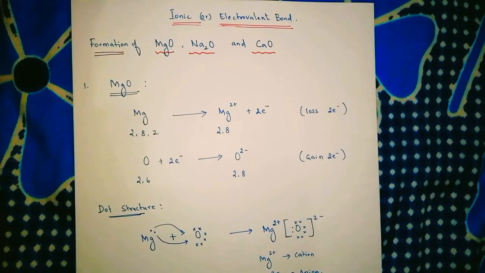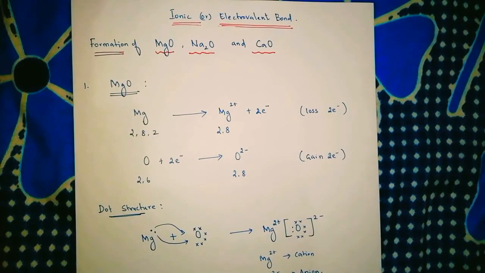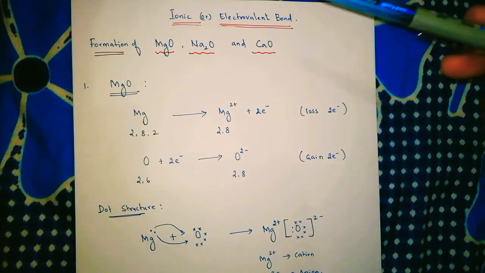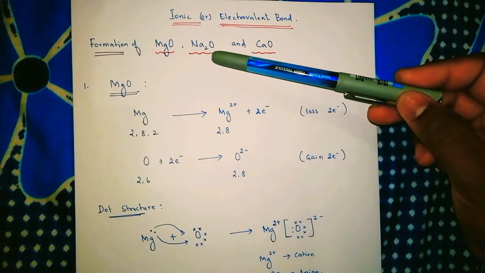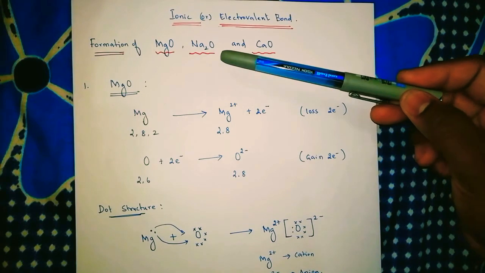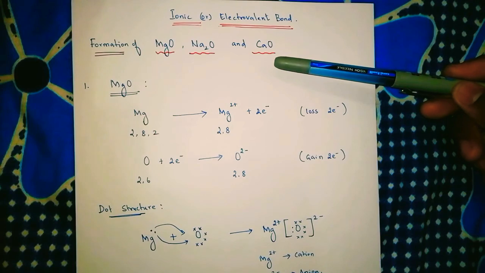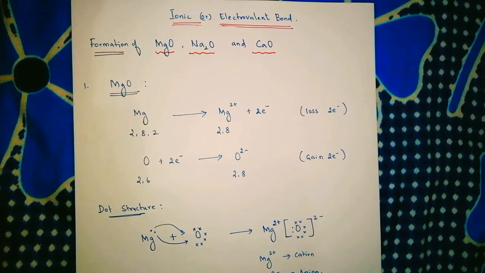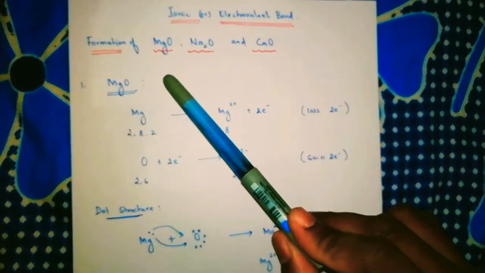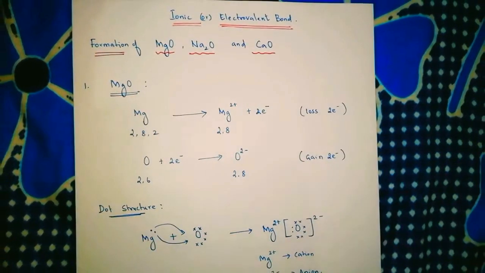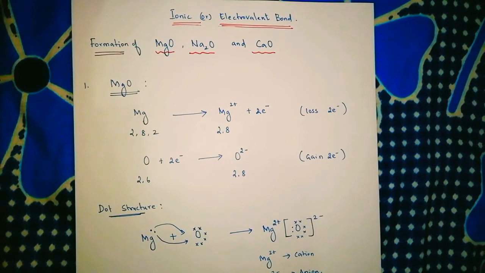In this video, we're going to learn how ionic compounds are formed in compounds like magnesium oxide and sodium oxide. And calcium oxide, you're going to do as an example and as homework. Let's see how these two compounds, magnesium oxide and sodium oxide, form an ionic compound or ionic bond.